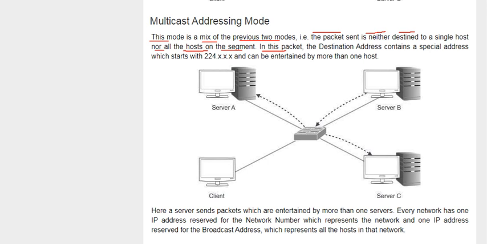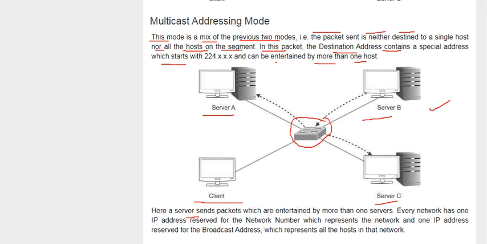So in this addressing mode, the destination address contains the special address which starts from 224.x.x.x and can be entered by more than one host. Okay, so here is an example. It consists of again 3 servers, server A, server B, server C, and one client. This client and these server nodes are connected through a router, so that forms a network.